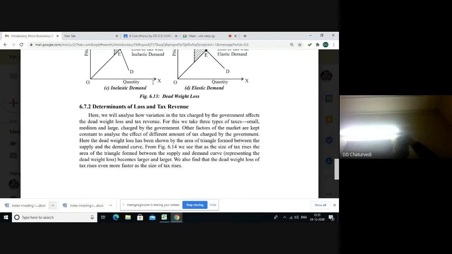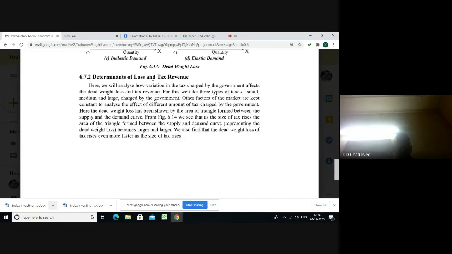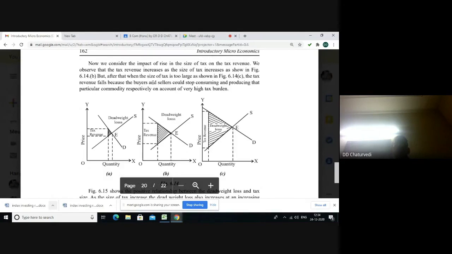Deadweight loss has been shown by the area of the triangle formed between the supply and demand curve. Through figure 6.14, we find that as the size of tax rises, the area of the triangle formed between demand and supply curves, which represent the deadweight loss, becomes larger and larger. We also find that deadweight loss of tax rises even faster as the tax rate or size of the tax increases.